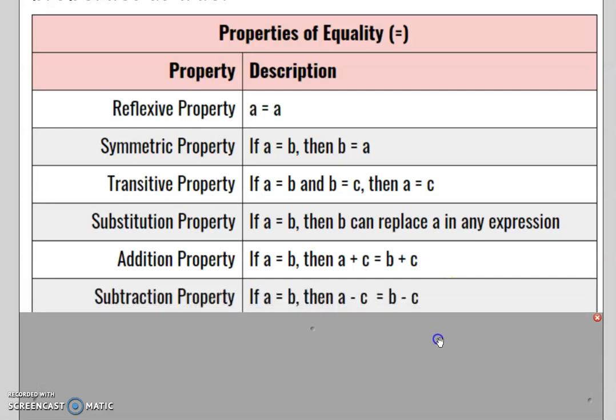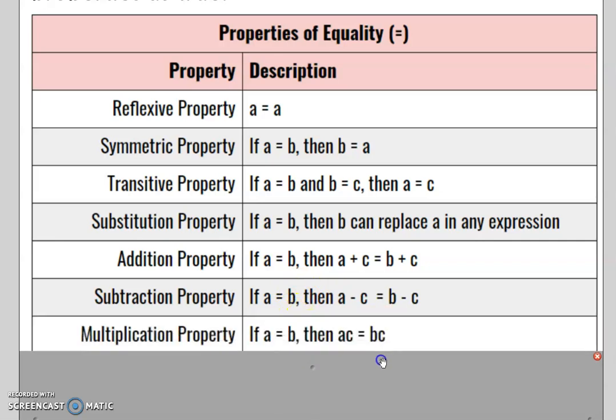Guess what? The same thing happens for subtraction, right? If A equals B, then A minus C equals B minus C, all because of that substitution. What about some multiplication? If A equals B, then AC equals BC. A times C equals B times C, assuming that A equals B.